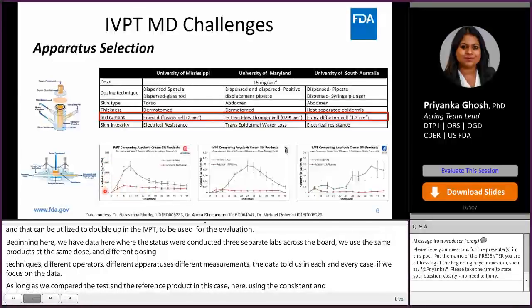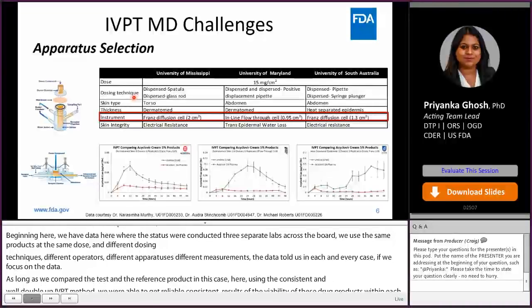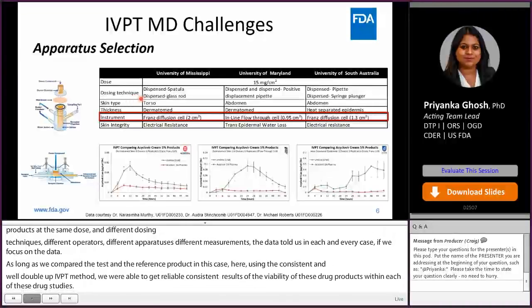There are, of course, differences in the absolute values of these absolute flux values as well as the shape of these profiles, and some of these may be attributed to the differences in the skin type or the dosing technique, and I'm going to talk about this more in the subsequent slides as well.